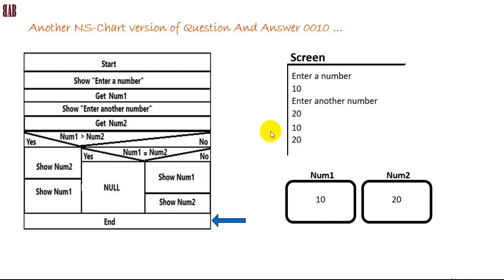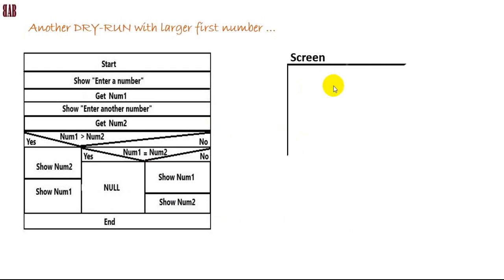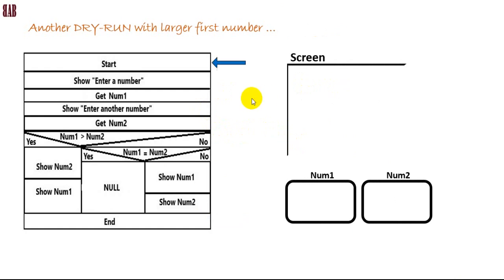Now let's try the other way around. So this one, let's again have the screen and the two variables. We dry run, start, enter a number, message comes, get num1, so you enter a value, say 20.